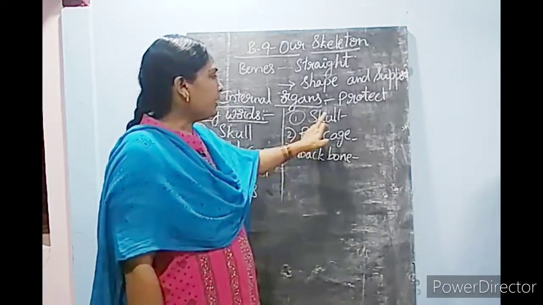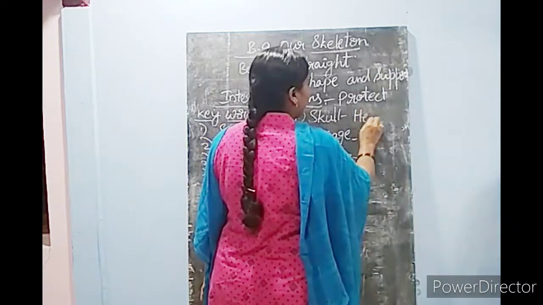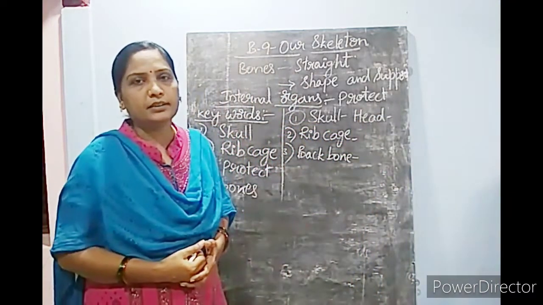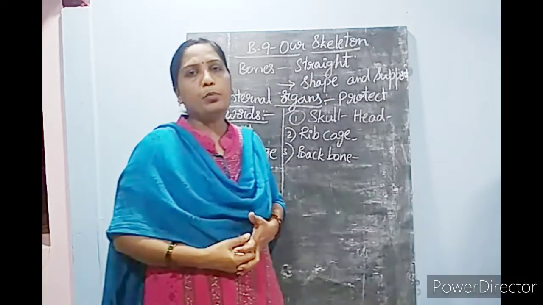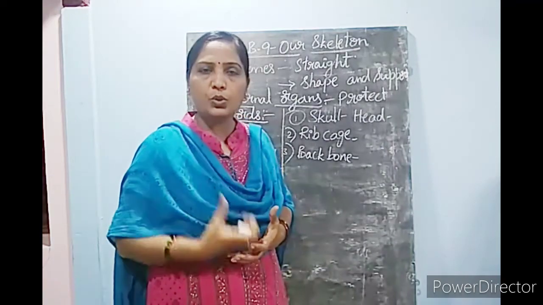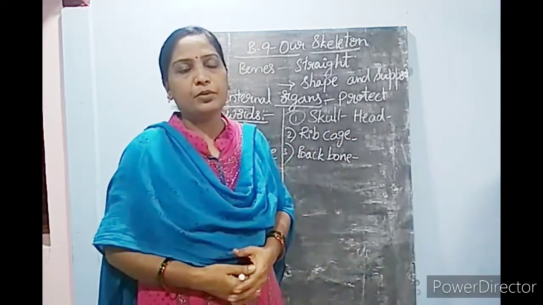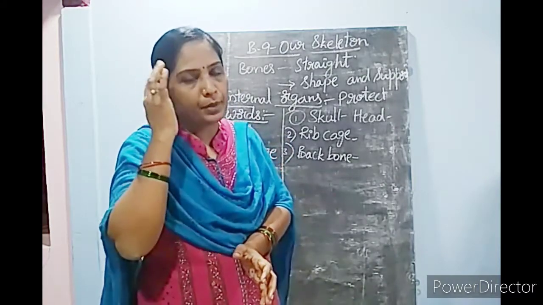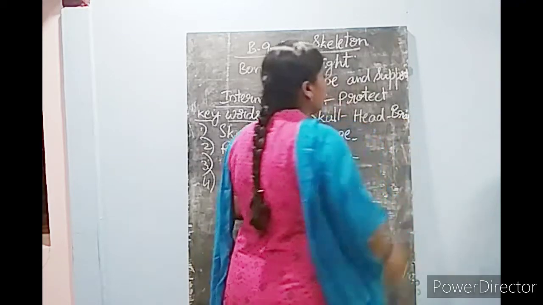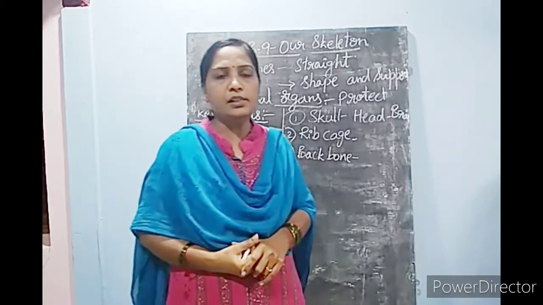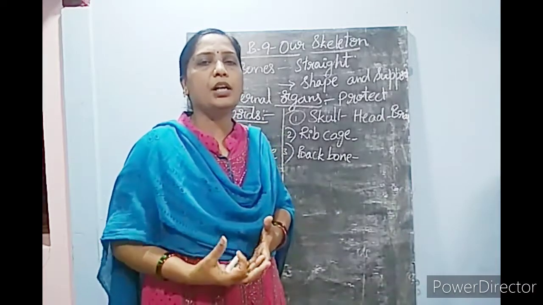Now we will see, where is the skull present? Skull is located in our head. What is it helping for? Just now I told you, our skeleton system is protecting our internal organs. Very important, very delicate organs. They are so delicate that they need a lot of protection. That protection is given by our skeleton system. So the part of the skeleton system present in our head is the skull. This skull is protecting our brain. Brain is an internal organ, a very important organ. The brain is sending messages to your body so that you are able to respond to your senses.